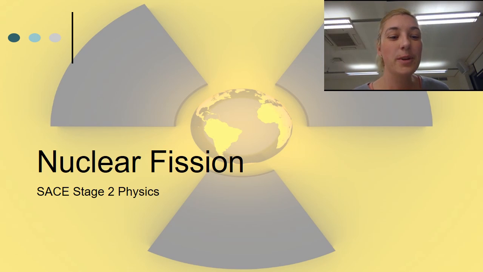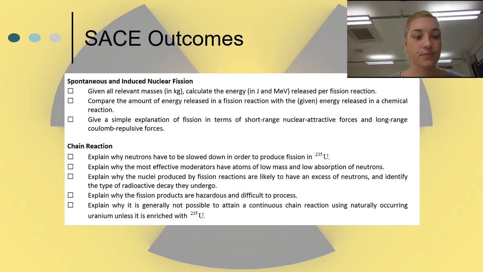Hi everyone, so today we're going to be having a look at the final section of our course, and it's about nuclear fission and then looking at nuclear fusion. So for fission, there's a few outcomes that we need to look at. There's a couple related to spontaneous and induced nuclear fission, and the rest of them are looking at elements around chain reactions and what's required to keep that chain reaction sustained.